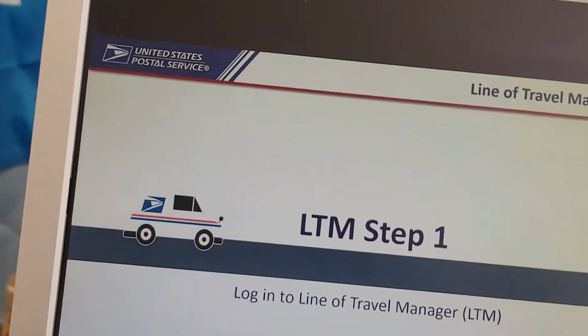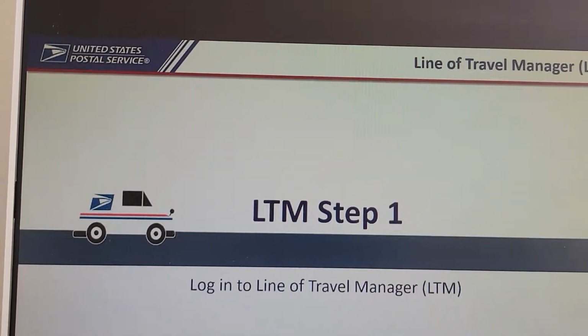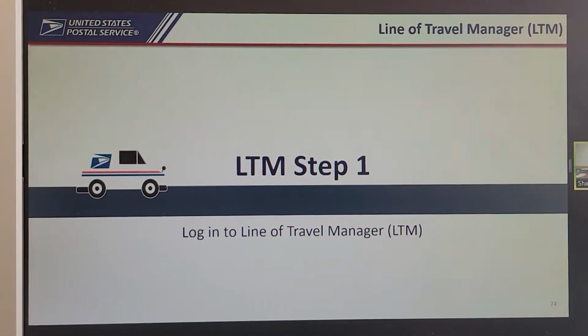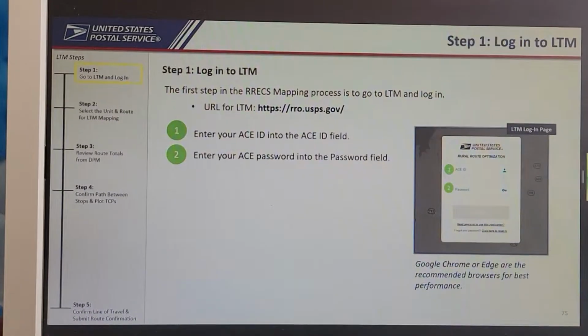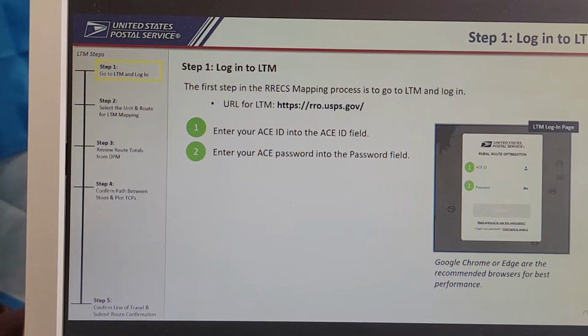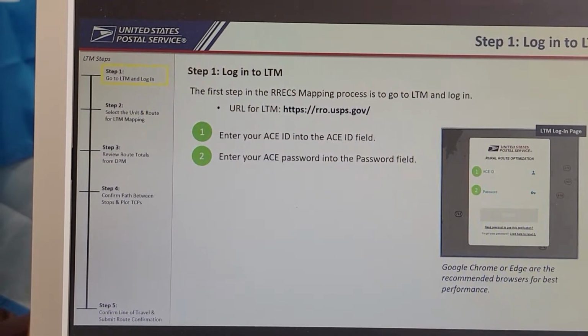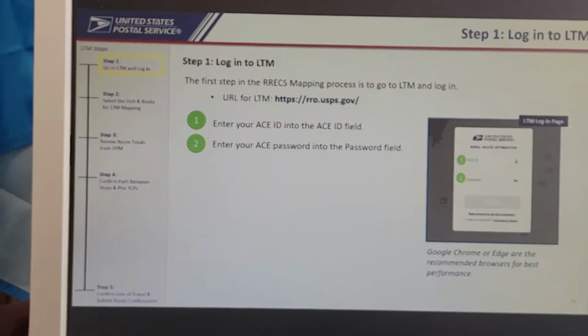Necessary steps and actions that are required in LTM, but again, we'll go through them in much more detail moving forward. So step 1 for LTM, logging in to the LTM application. So again, first and foremost, you have to have access. It needs to be approved, ensure it's the correct level, and always make sure that you can get in before you go to sit down with the carrier to begin mapping.